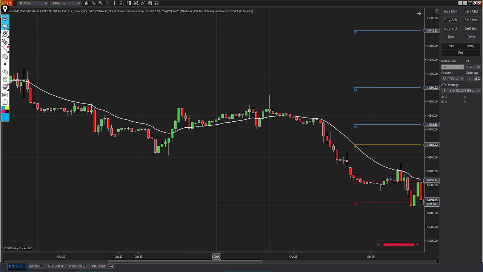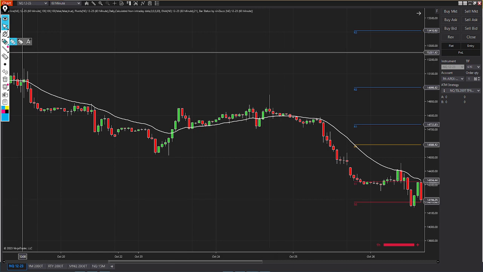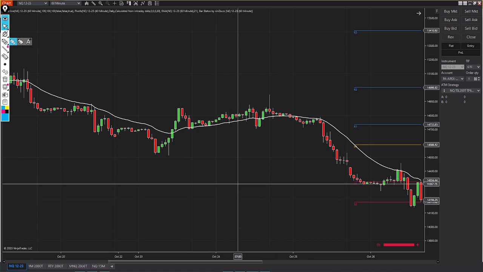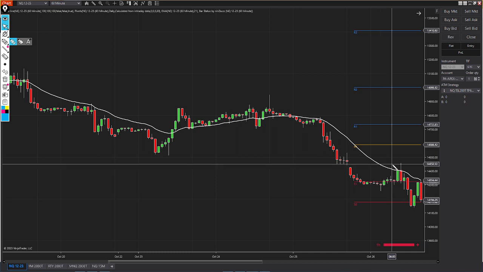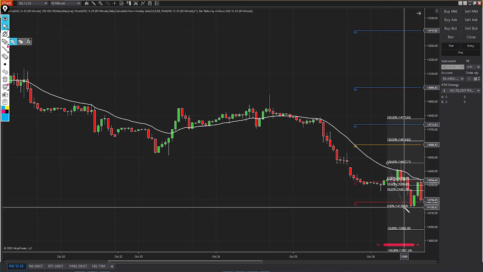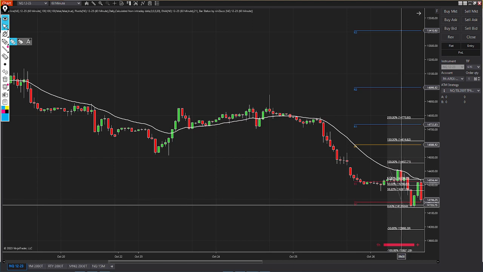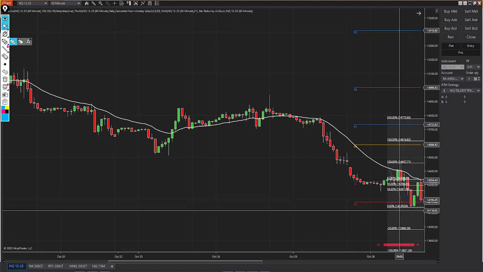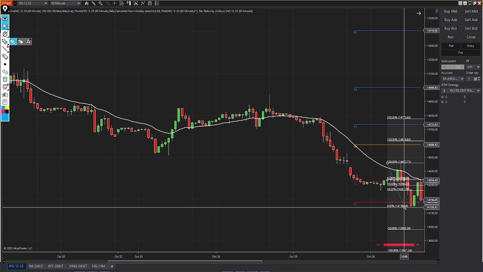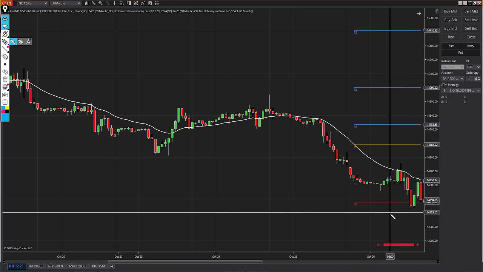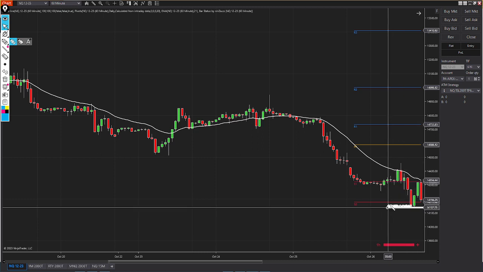Get rid of all of that. Okay, you put your pointer there to there, from the high to the low, or you can do it the other way around. You can do the low to the high, it doesn't matter. The levels should still be the same.